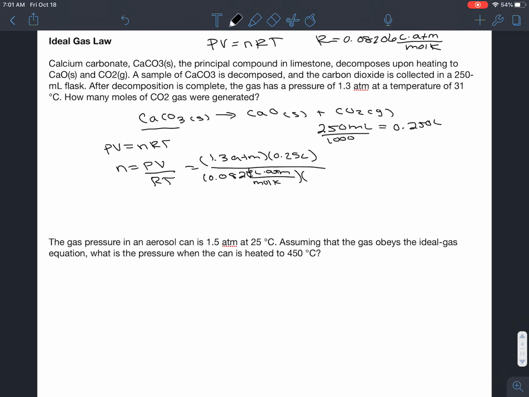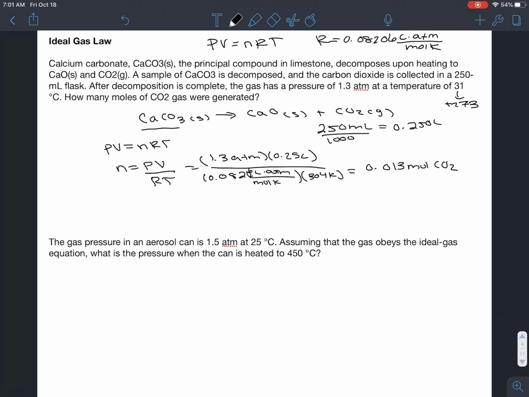Times your temperature, which you also have to get to Kelvin, so plus 273.15, or just 273, which is 304 Kelvin, and then you get 0.013 moles of carbon dioxide, with the correct sig figs.